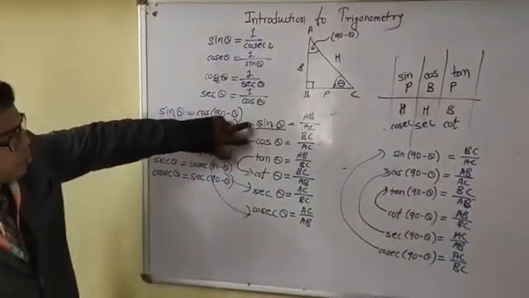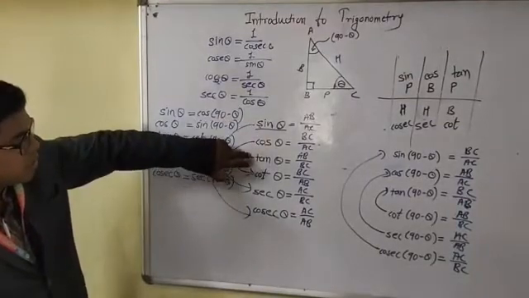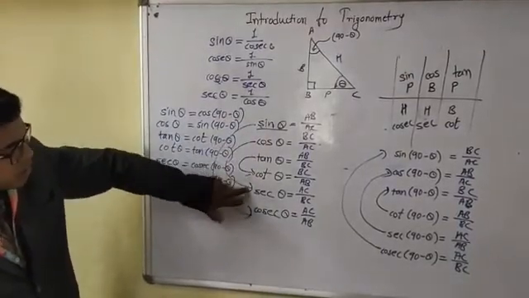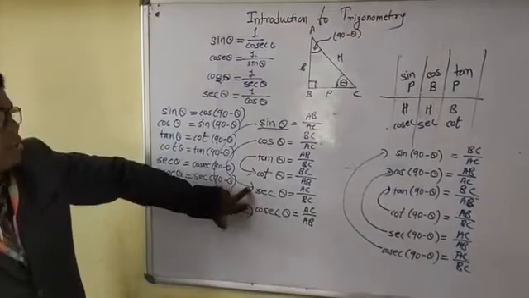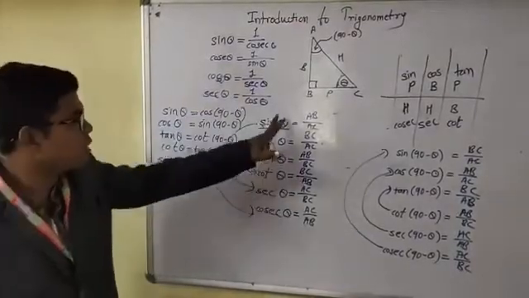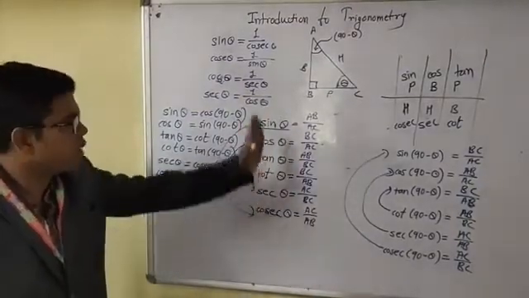Sin theta is equal to cos 90 minus theta. Tan theta is equal to cot 90 minus theta. Sec theta is equal to cosec 90 minus theta. That's why I am telling you to remember the sequence in this way, not according to the book.